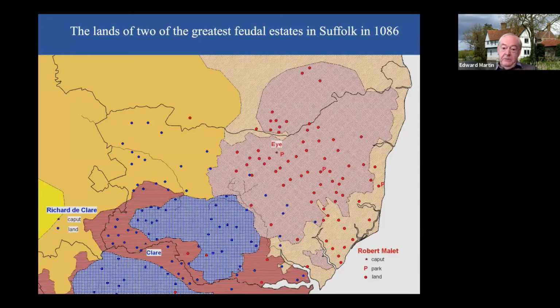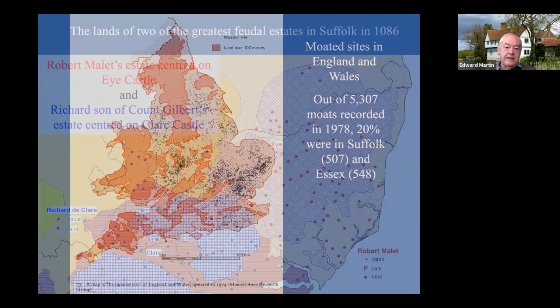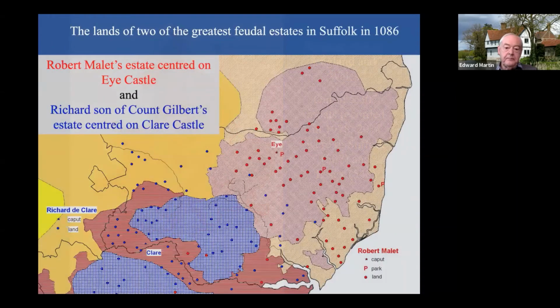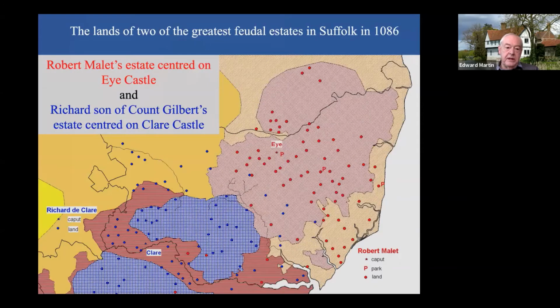How do we explain it? Well, you can come up with all sorts of ideas. One idea might be that it is something to do with who owns the land. Here we have two of the major Domesday estates in Suffolk, one in the north, which is Robert Mallet's estate, and then you have the Clares down in the south.